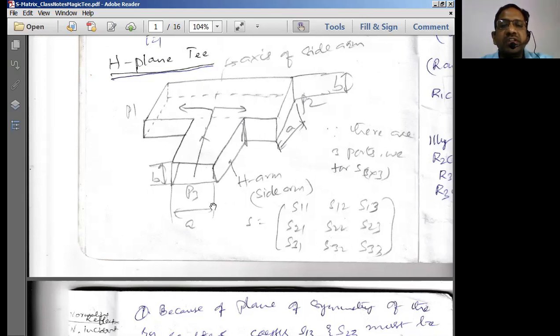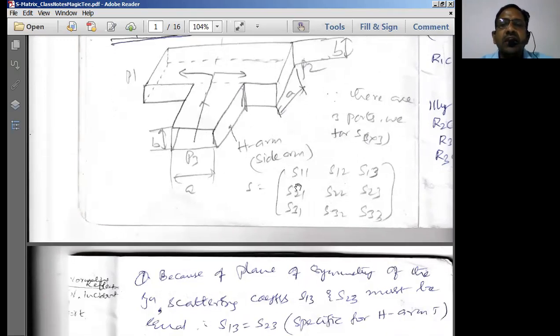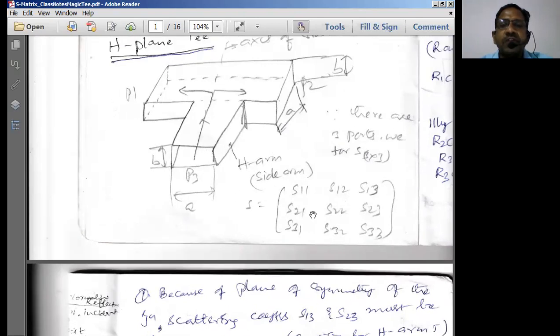The H plane T is nothing but a 3-port device where the dimensions of this component are such that the width of the central port is A and the height is B. It should be uniform throughout this particular H plane. Only then do we consider this as an H plane T. And the S matrix we can form is a 3 by 3 matrix because it has 3 ports.